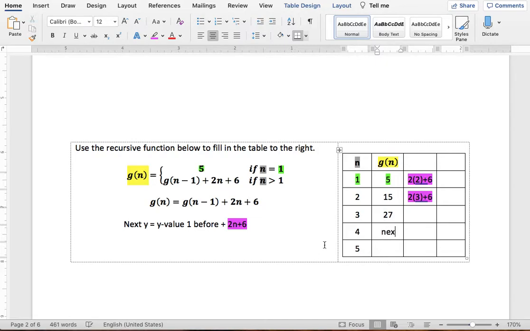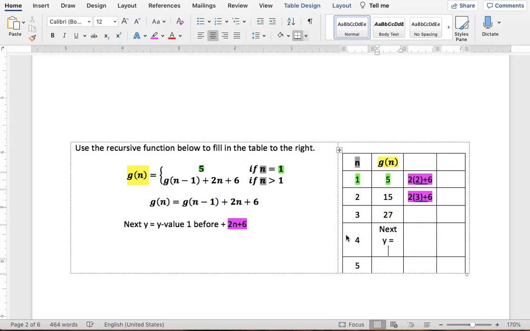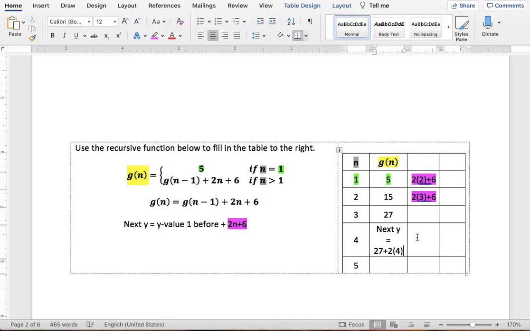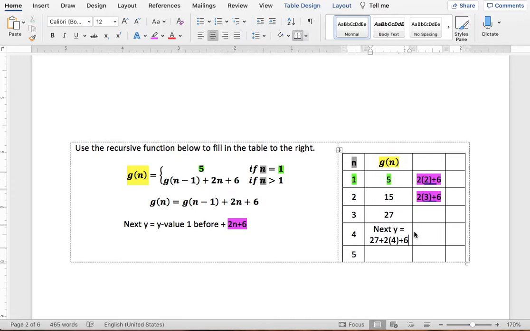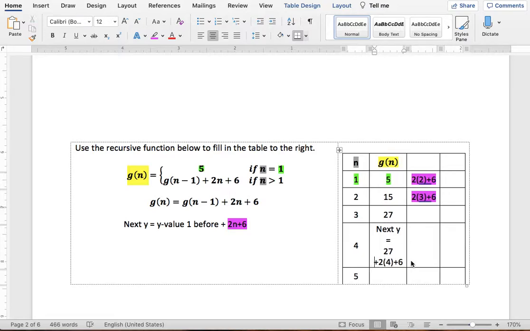Next y value, you might be seeing a pattern here. Our next y value is our previous y value, 27, plus 2n plus 6. Here our n is 4, so plus 2 times 4 plus 6. Sure, have it look like that. Okay.